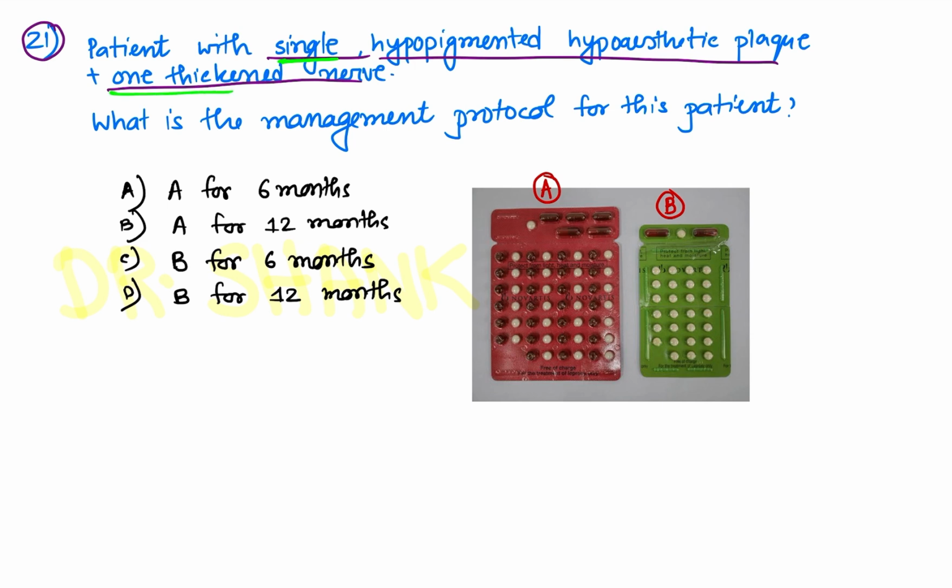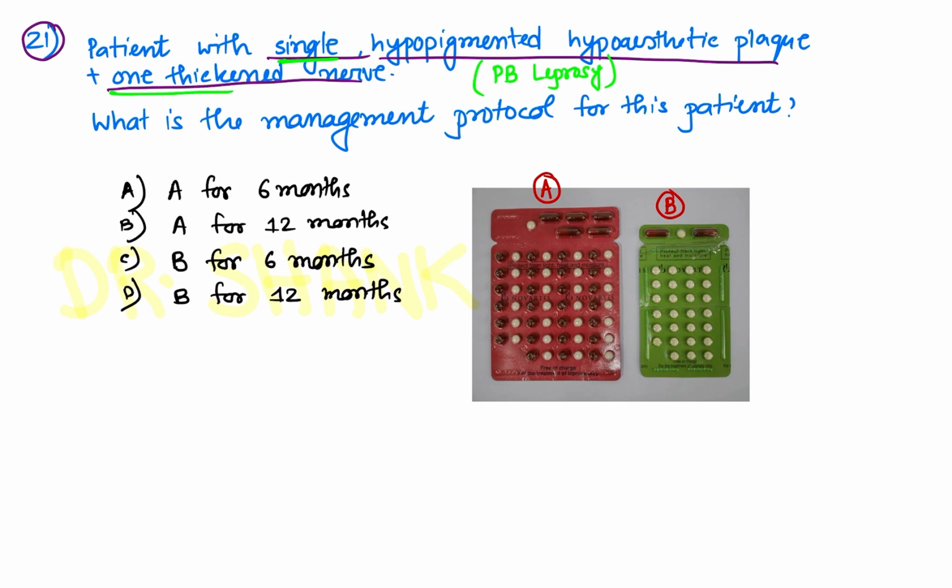So this is definitely a case of paucibacillary leprosy. As you know, there are two types of leprosy, paucibacillary and multibacillary. You should know the difference between paucibacillary and multibacillary leprosy, how to differentiate them. So this is a case of paucibacillary leprosy. So what will be the management?